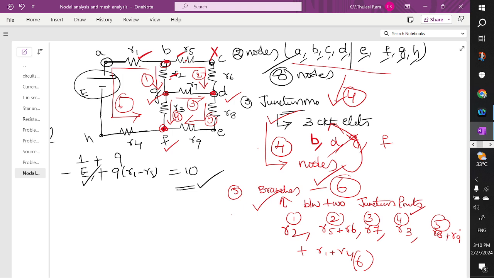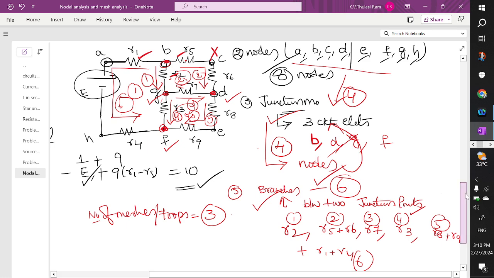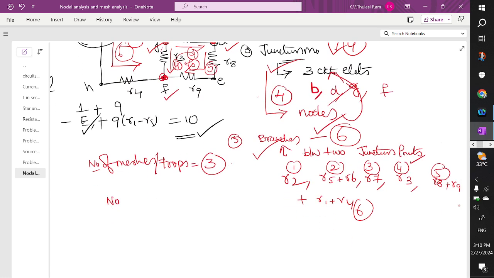Now by seeing the circuit only, you can see here this is one closed path, this is the first closed path, this is the second closed path, this is the third closed path. So directly by seeing, the number of meshes or loops is equal to 3. Let's try to verify with the formula. What is the formula for number of meshes? Number of meshes or loops is equal to branches minus j minus 1.